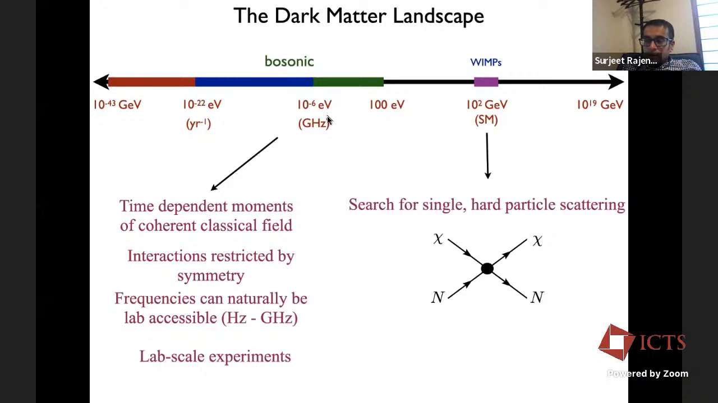Is now the average velocity of axions in the halo, in either of the explanations? Yeah, the average velocity of axions in the halo will be about 10 to the minus 3. So that's the way you would use. Yes, yes.